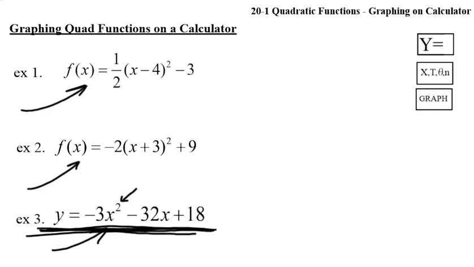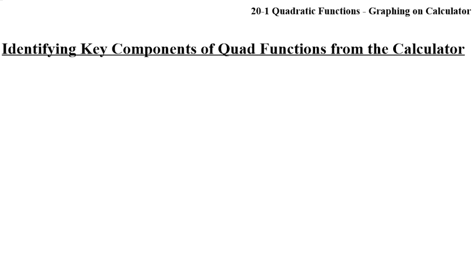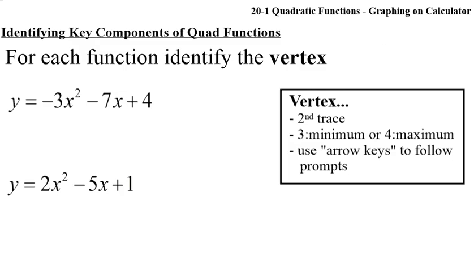The other information using our graph is we can identify some key components from the calculator by following certain functions. If we want to identify a vertex, we can't see it specifically. Maybe it's not whole numbers. What we want to do is graph it. Once we've graphed it, we hit the second trace button. Second and then trace. This is going to be an important situation for all these graph functions.